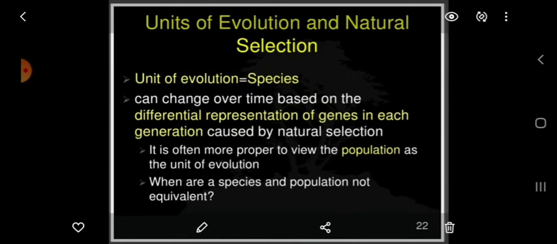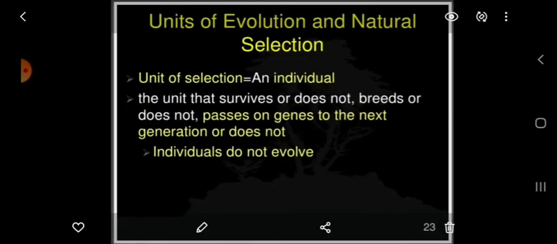Units of evolution and natural selection. Unit of evolution is a species. This can change over time based on the differential representation of genes in each generation caused by natural selection. It is often more proper to view the population as the unit of evolution. When are a species and populations not equivalent?